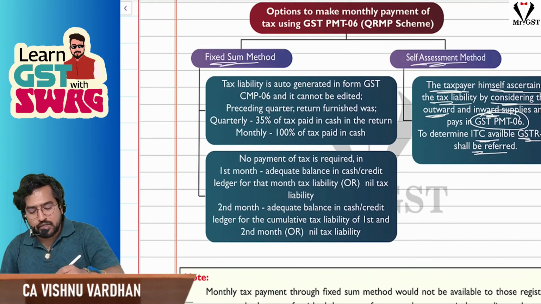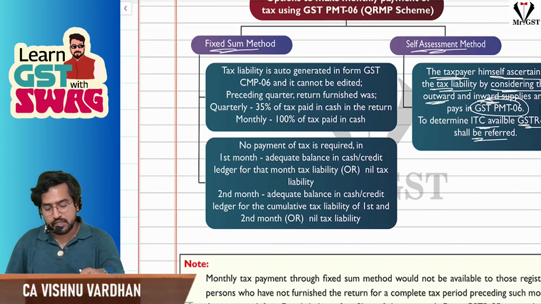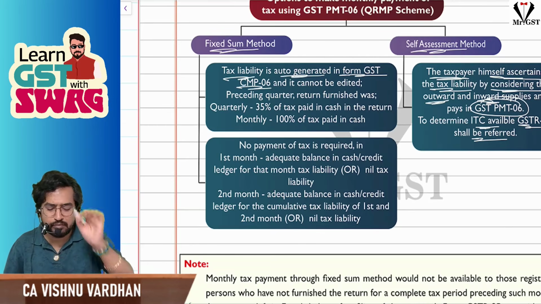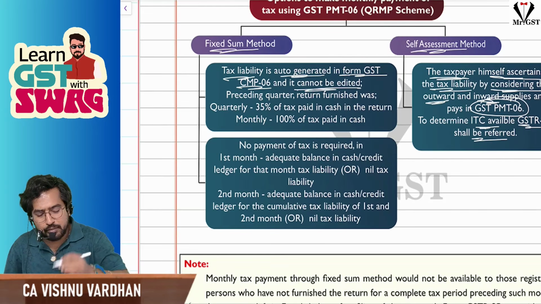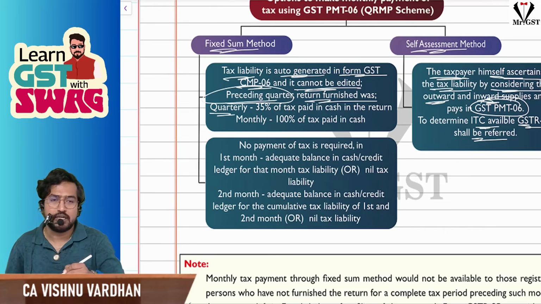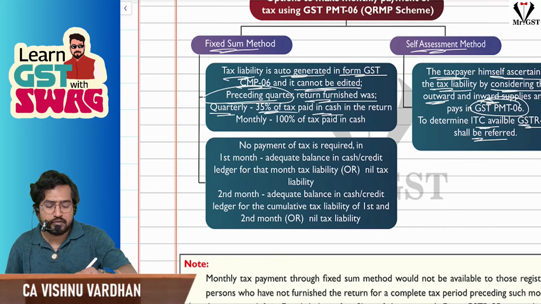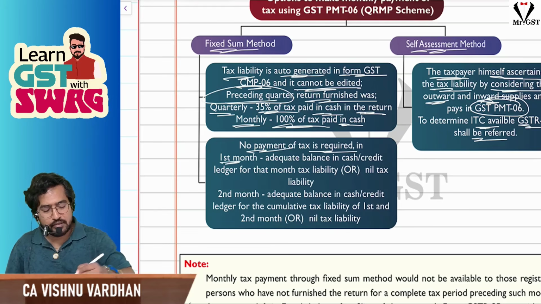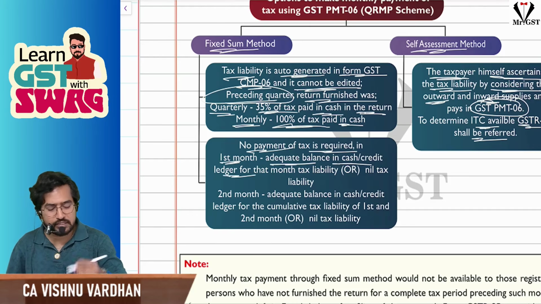Fixed sum method only we have the concept. What is that? The tax liability is auto-generated in form GST CMP 06, and it cannot be edited. If the preceding quarter return furnished was quarterly, then 35% of tax paid in cash in the return. If it was monthly, 100% of tax paid in cash. No payment of tax is required in the first month if adequate balance in cash or credit ledger is there for that month's tax liability, or nil tax liability.